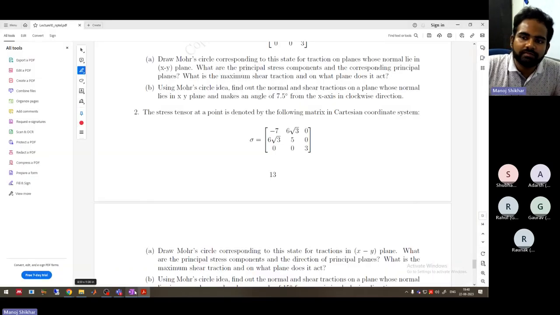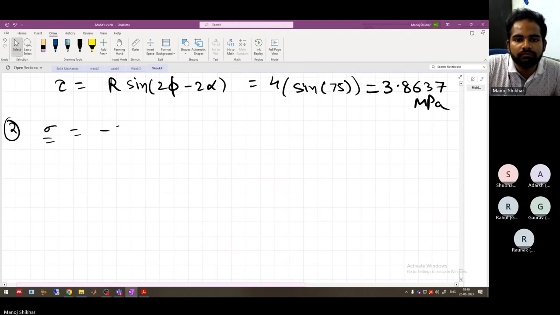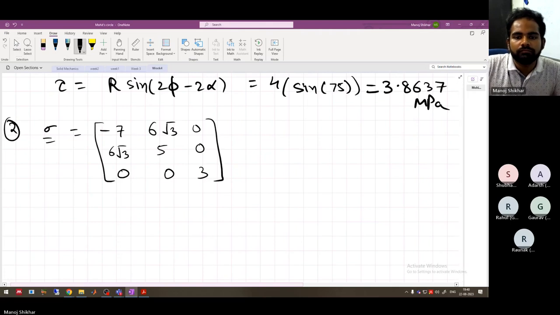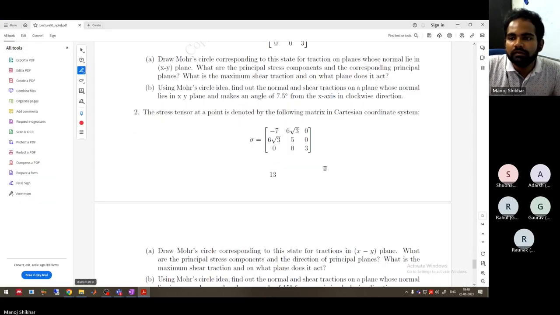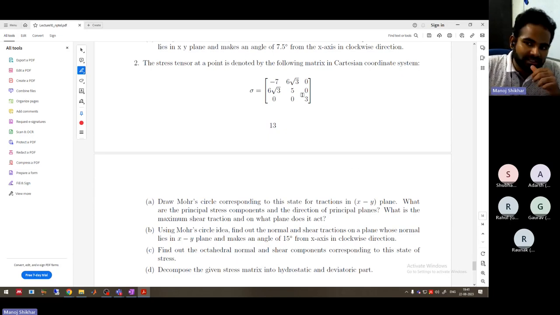We are given a state of stress: -7, 6 root 3, 6 root 3, 5, and 3. So we are given sigma equal to this, and they're telling us to draw the Mohr circle corresponding to this state of stress in the XY plane. Why are they telling us the XY plane? Because the third plane, the Z plane, is in the direction of a principal stress plane.